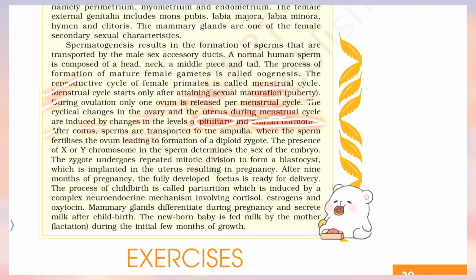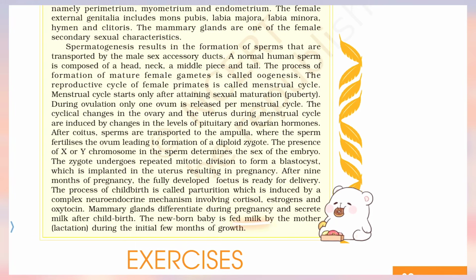After coitus, sperms are transported to the ampulla, where the sperm fertilize the ovum, leading to formation of a diploid zygote. The presence of X or Y chromosome in the sperm determines the sex of the embryo. The zygote undergoes repeated mitotic division to form a blastocyst, which is implanted in the uterus, resulting in pregnancy. After 9 months of pregnancy, the fully developed fetus is ready for delivery. The process of childbirth is called parturition, which is induced by a complex neuroendocrine mechanism involving cortisol, estrogens, and oxytocin. Mammary glands differentiate during pregnancy and secrete milk after childbirth. The newborn baby is fed milk by the mother by the process called lactation during the initial few months of the growth.